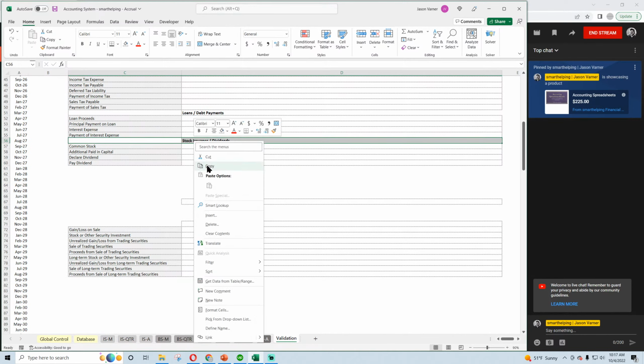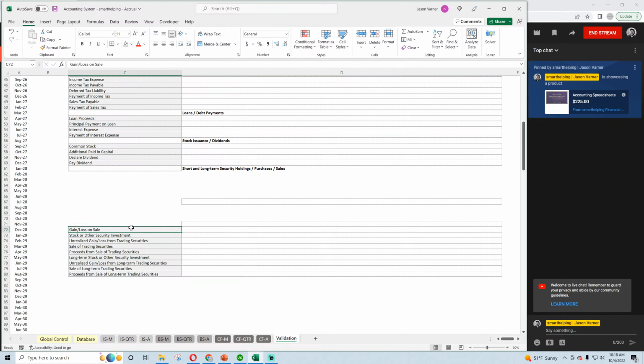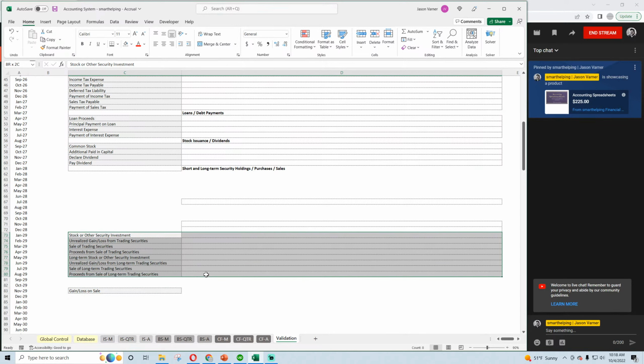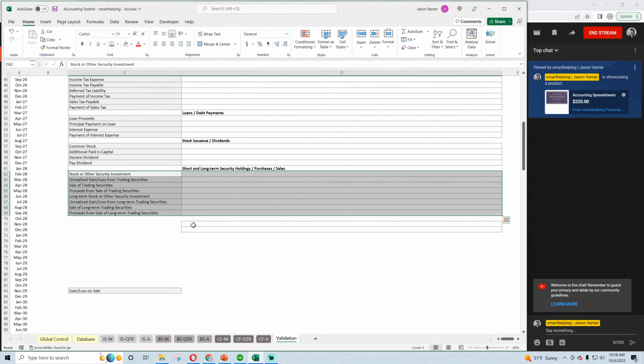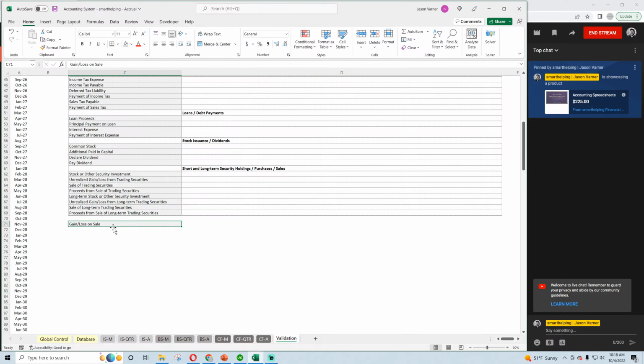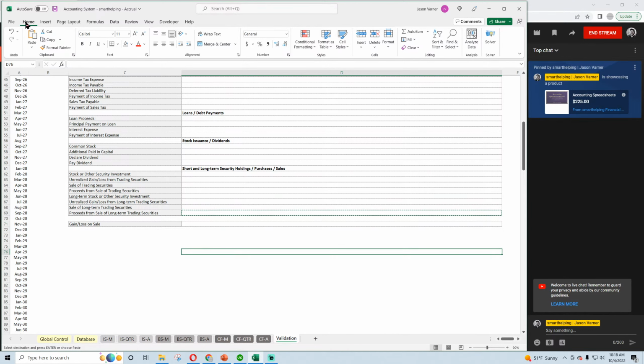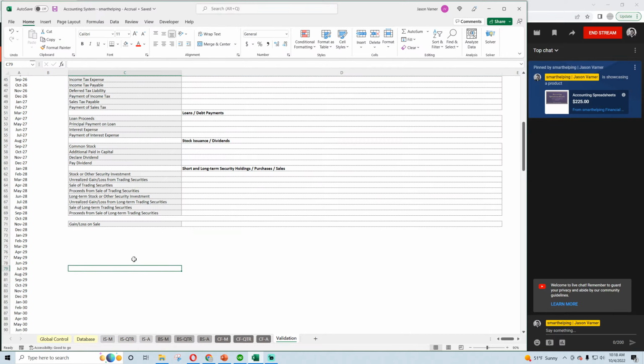And then we'll have short and long-term security holdings, purchases, sales. Now, this gain or loss on sale here is going to apply to a whole bunch of stuff, so I want to put it on its own. And we'll put a note on that because it's going to affect a couple different accounts. Okay, so we are now organized.